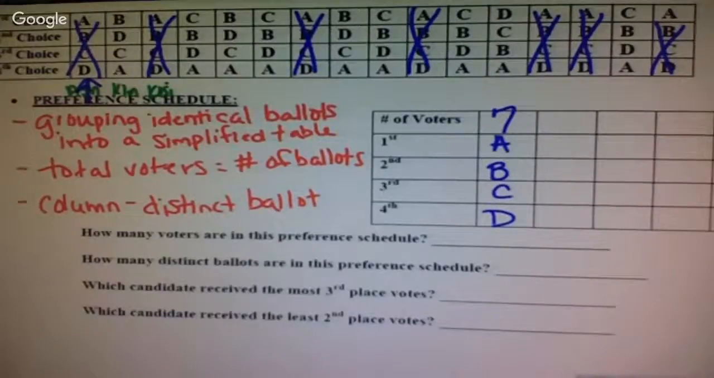So instead of having 7 of the same thing side by side, we're going to condense it and make one column and just put a 7 above it. So that tells you that 7 people put A first, B second, C third, D fourth. Okay, that's what we're going to do with the rest of these.